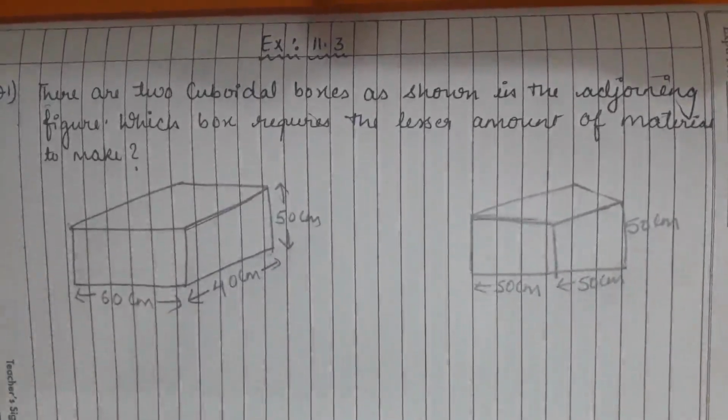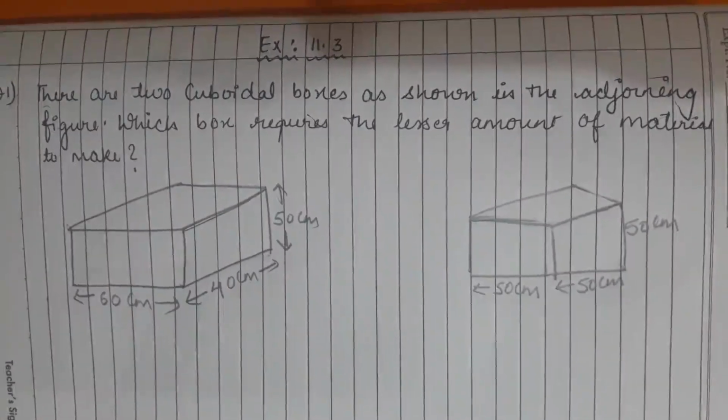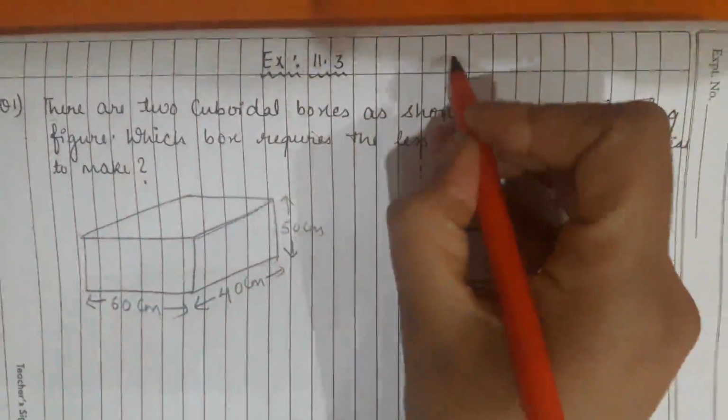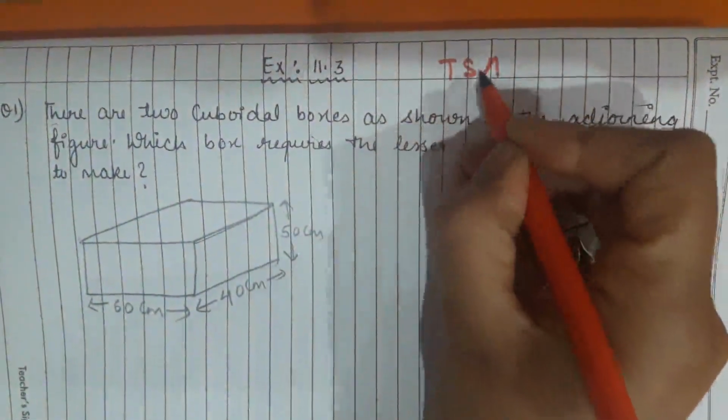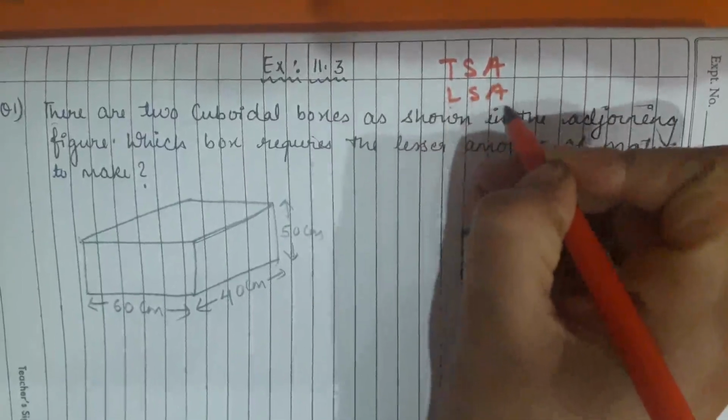So children, one thing I would like to clarify here. In this exercise we are going to introduce two formulas. One is total surface area, TSA, and another is LSA, lateral surface area.